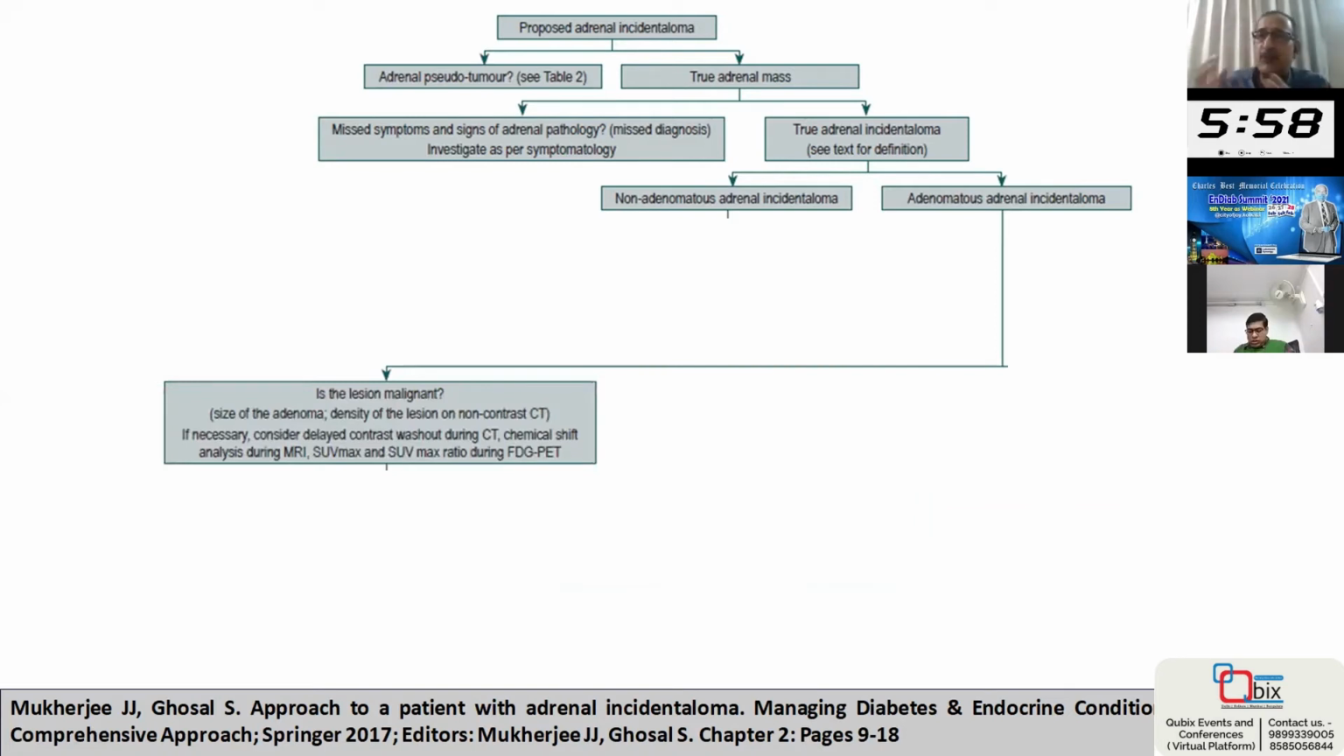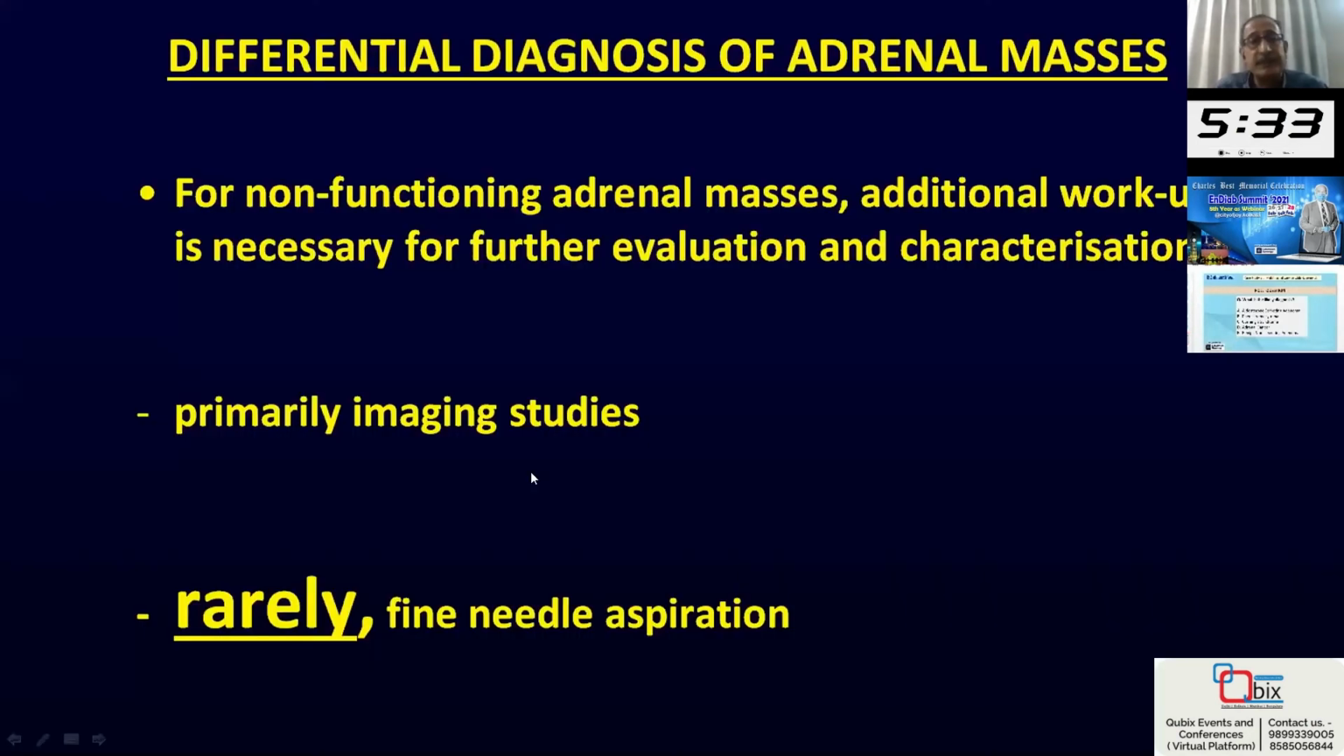The second thing, so one is functionality, the other is malignancy. Both these investigations run in parallel. Functionality, adenoma has to be removed. Malignant, tumor has to be removed. And how do you decide on malignancy? That's based on the size of the adenoma, density of the lesion on non-contrast, if necessary, delayed contrast washout, as was mentioned in this lady's case, MRI or an FDG PET CT. I'll discuss a little bit with you, but I think this should be left for the specialist. And these are non-functioning adenomas. Additional workup is primarily imaging.